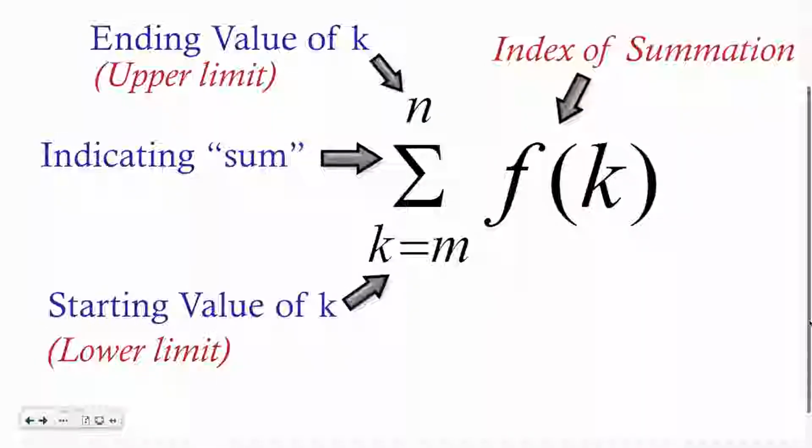Sum. Okay. Here, you're going to have k equals a number. That's where you begin plugging in numbers. And then you're going to have a number up here. That's where you stop plugging in numbers. Inside the sigma, that's what you're plugging numbers into. And then you add up all of those values. That's the sigma. Add them up. Okay, I'll let you write it down and then I'll talk more.